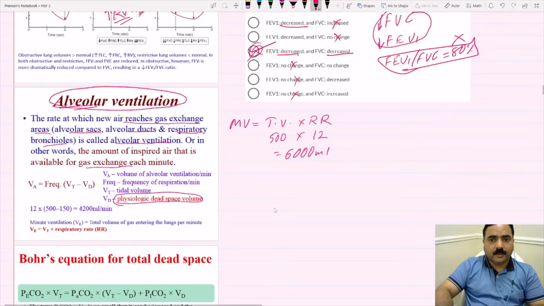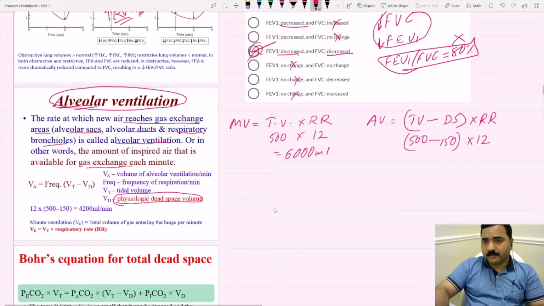So alveolar ventilation is equal to tidal volume minus the dead space, and then you multiply that by the respiratory rate, so that it becomes per minute. The normal anatomical dead space is around 150 ml. Tidal volume is around 500 ml. So 500 minus 150, multiplied by the respiratory rate, say we take it as 12, this will come to around 4200 ml.